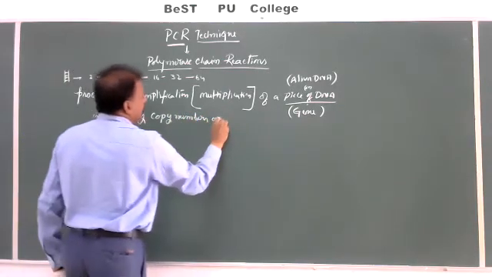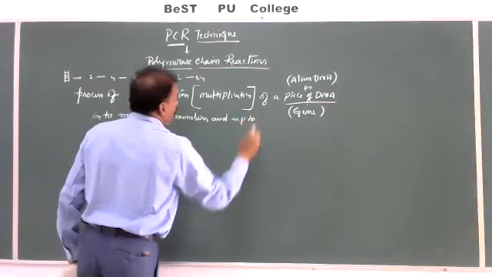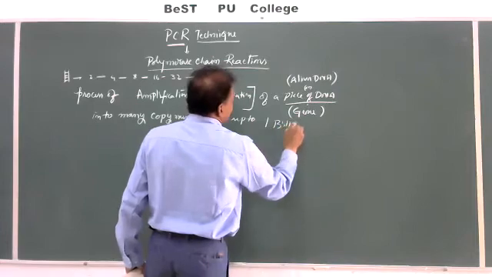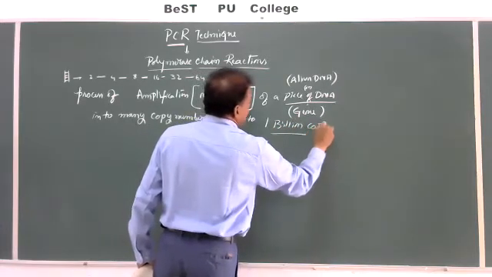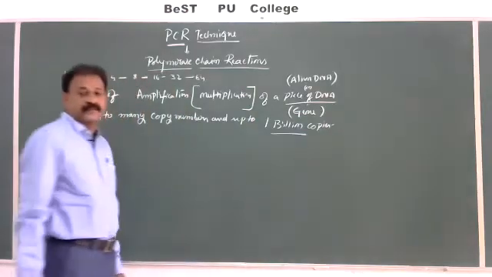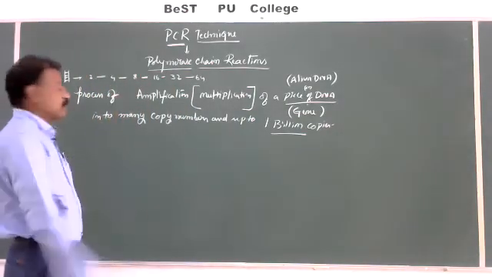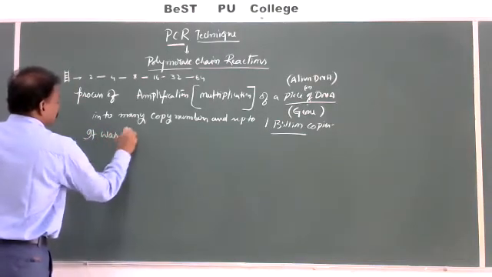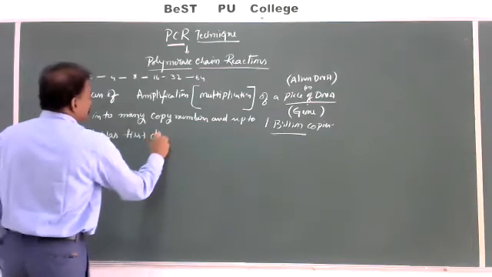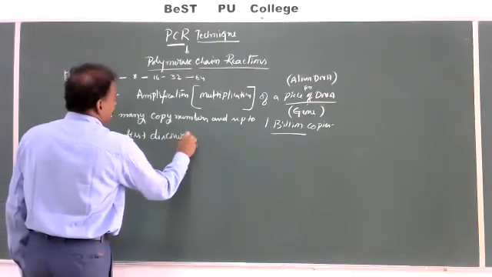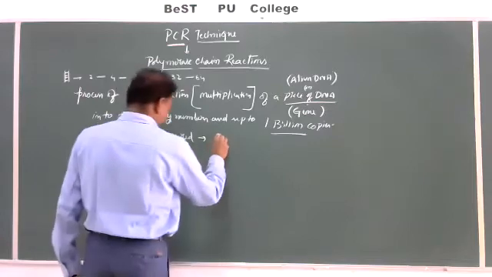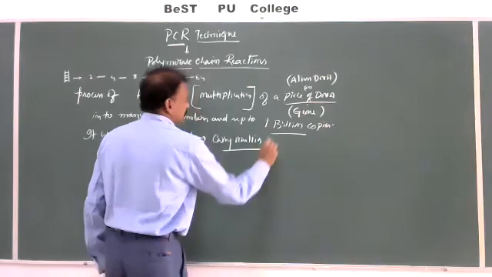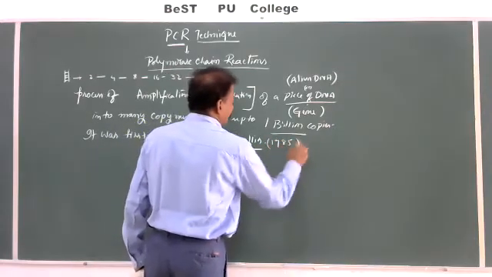approximately up to 1 billion copies. Each time it becomes double. It was first discovered and developed by Kary Mullis in 1985.